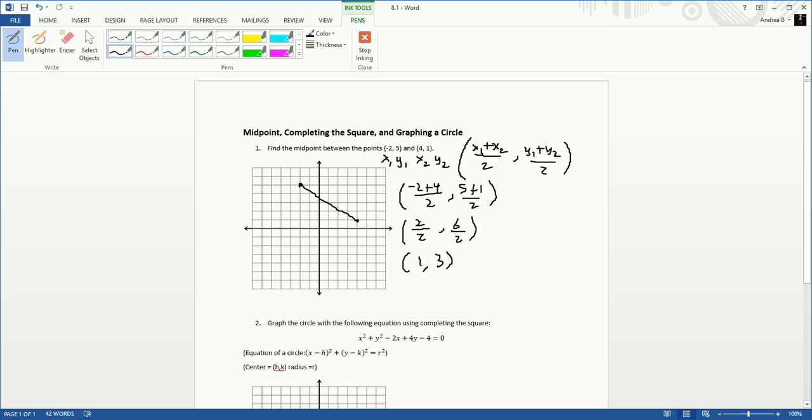And we can check that on the graph if we go over 1, or over to the right 1, and up 3. We get approximately the center of that line segment at (1, 3).